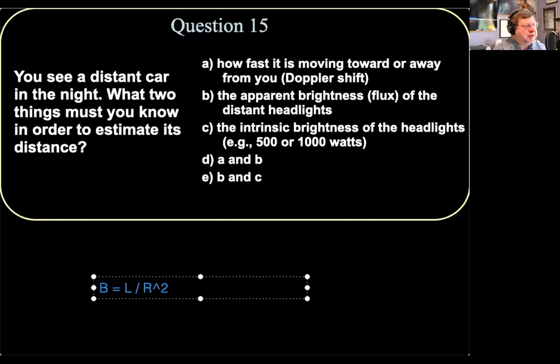And you can observe this every night you go out. Flashlights are bright if they're close, and they're dim if they're far away. You don't know whether it's just a really bright flashlight or a really close flashlight. I mean, you can observe this every day of your lives.